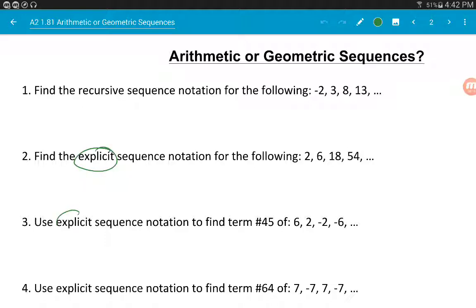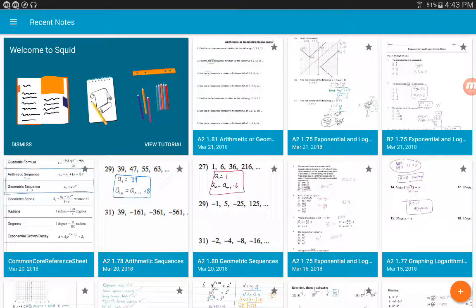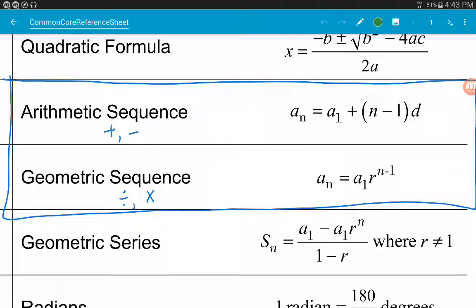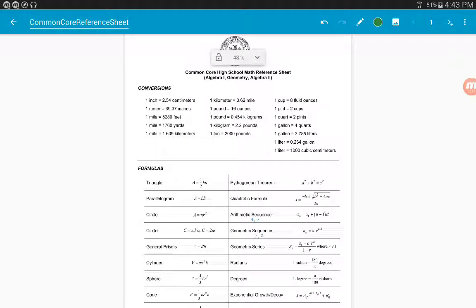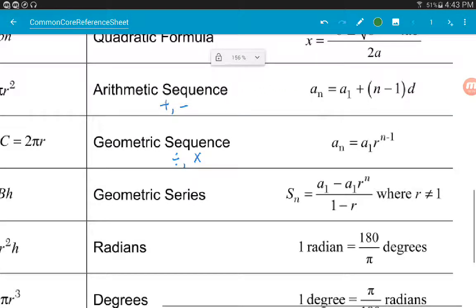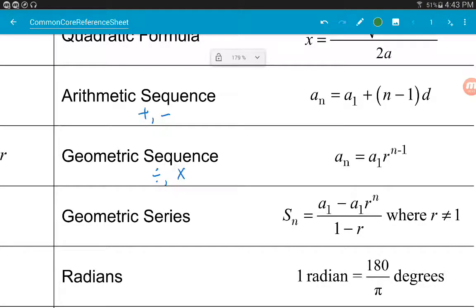Explicit, as stated here, are the ones that are nice to plug into if you need to find a certain term, for instance, find term 45. Those are the ones you're going to want to use. Explicit are the ones that are on your reference sheet. It's these two here. So that's what your reference sheet looks like. You got a copy from me in class. These are the two. So arithmetic sequence explicit is here, and geometric sequence explicit is here.